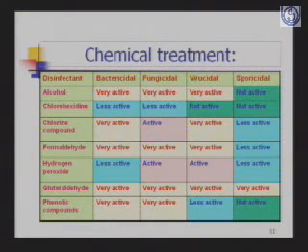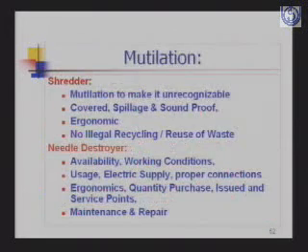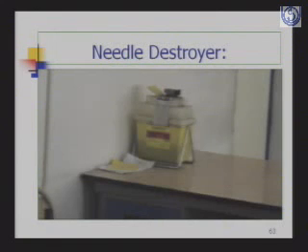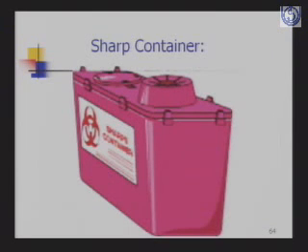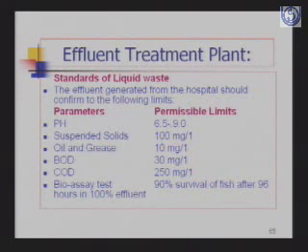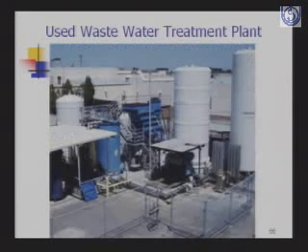We are also using chemicals, and the most effective chemical used in hospitals is glutaraldehyde. It is very effective against bacteria, fungi, viruses and spores. We require mutilation. It may be a shredder or a needle destroyer. You can see the photograph of a needle destroyer, and a sharp container also to prevent injuries. We require ETP wherever we are releasing liquid waste, and there are some standards given for that. You can see the equipment installed for ETP.